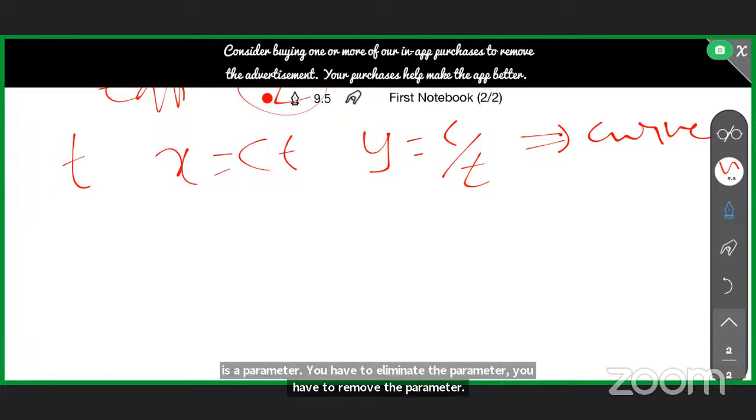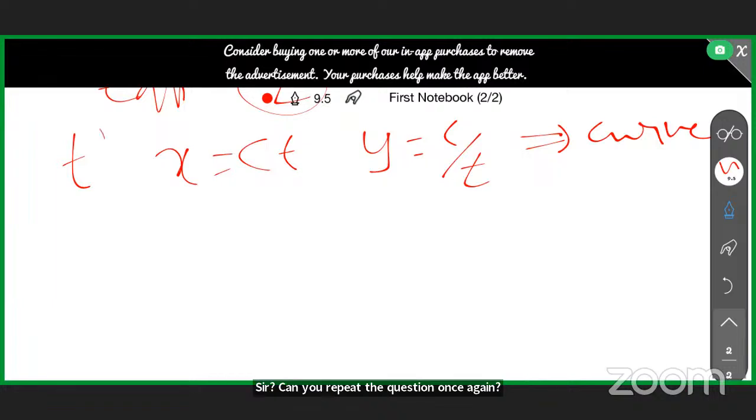Sir, can you repeat the question once again? T is a parameter, where x is equal to ct and y is equal to c by t represents a curve. And the given options. What type of curve is it?